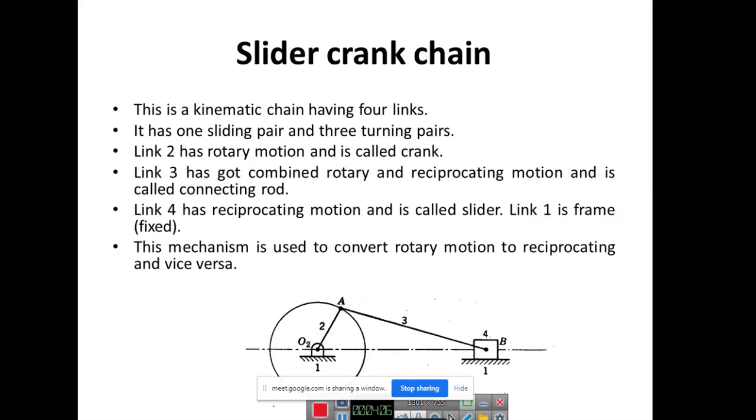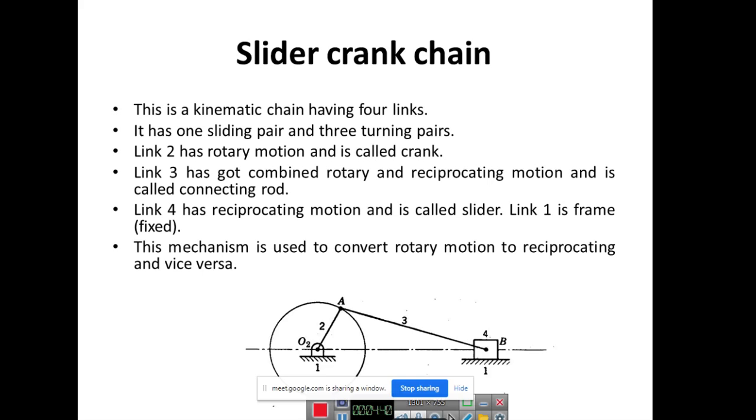Next we come to the slider crank mechanism. Till now, from morning, what we saw is the 4-bar chain or 4-bar mechanism, where always rotary motion is considered to convert only rotary, but only in a special case, the beam engine, we saw converting from rotary to reciprocating. But in the slider crank mechanism, the rotary motion is converted to reciprocating or vice versa. In this kinematic chain having 4 links, there is 1 sliding pair and 3 turning pairs.